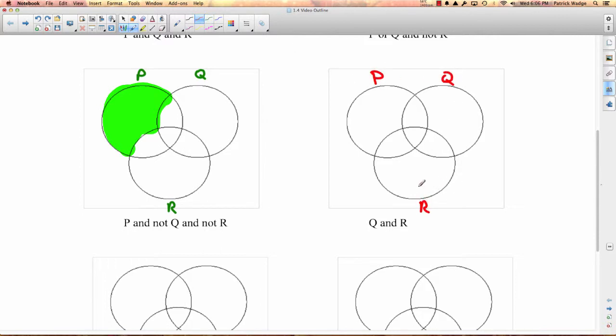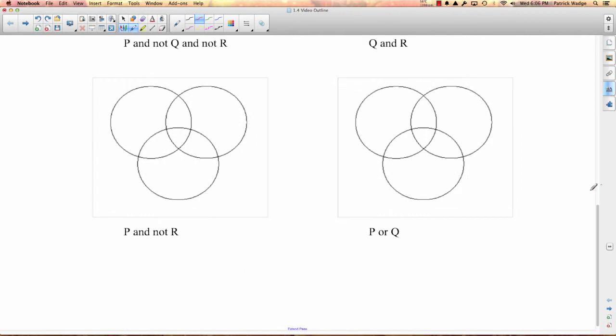Next one, P, Q, R. And I want to shade all the elements that are in Q and in R. Has to be in both of them. So Q and R, this is all Q, this is all R. The ones that are in Q and R are the ones in those 2 sections right there.